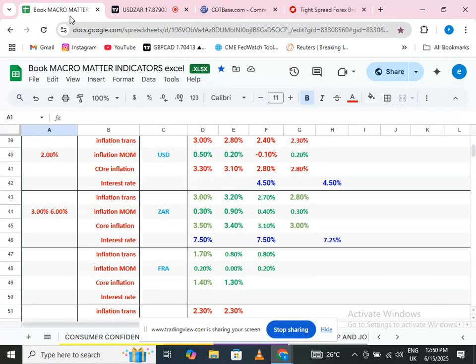As a trader, you must keep an eye on the central bank. The central bank policies are the ones that govern the market. When a country's economy is strong, its currency will likely follow. When the country's economy is weak, its currency is likely to follow in the forex market. So this is how it works, guys.